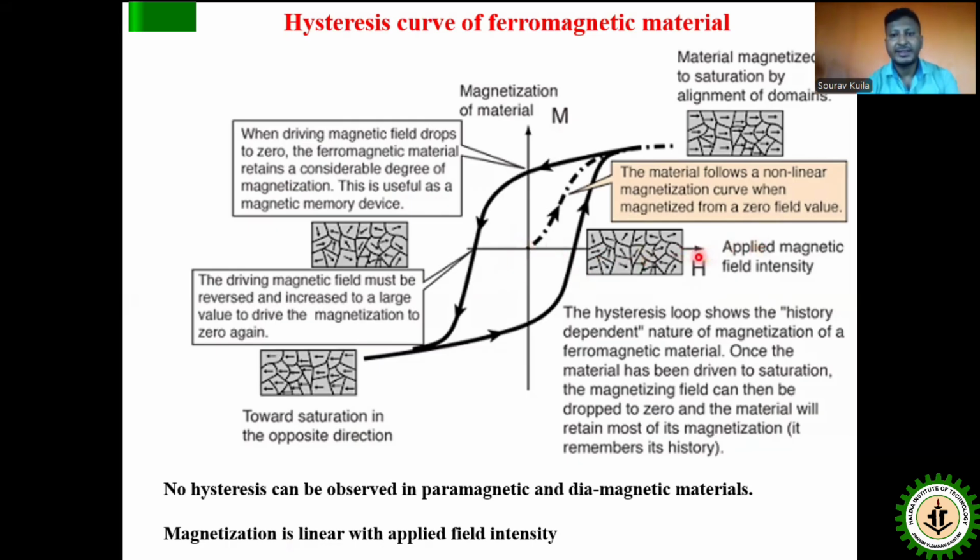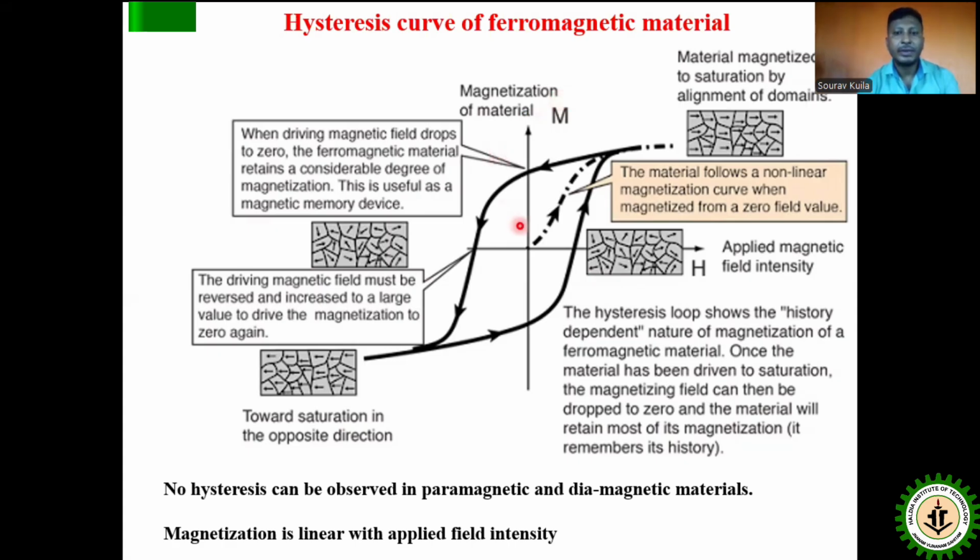And it is the x-axis. In the x-axis, there is applied magnetic field, and in the y-axis, the magnetization. Magnetization is the measure of the magnetic moment of the material. Magnetization is defined as the net magnetic moment per unit volume. So how much magnetic moment is developed in the material is called magnetization.